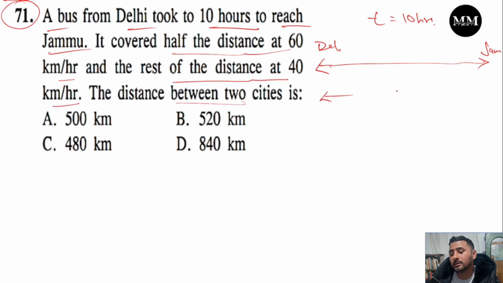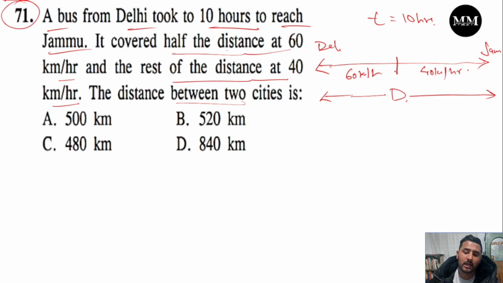So let me write it down like this. Total distance will be how much? We don't know, so we have to find the distance. Let me write it as D. Okay, total distance D. Now it covered half the distance at a speed of 60 km per hour, and the rest of the distance at 40 km per hour.